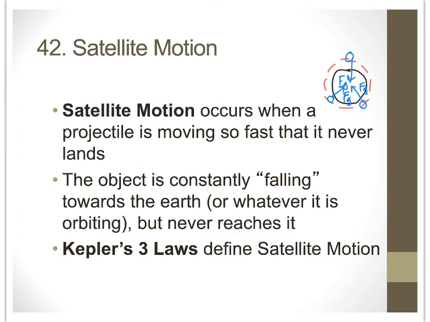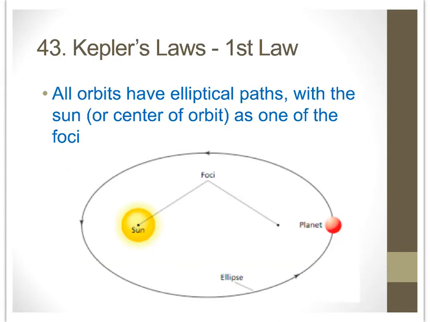So for the next part, we're going to talk about Kepler's three laws, which, much like Newton's three laws, are going to define this motion. Newton's three laws tell us about forces. Kepler's three laws are going to tell us about satellite motion. They were named after Johannes Kepler, who was an astronomer and did a lot of work on the orbit of planets.